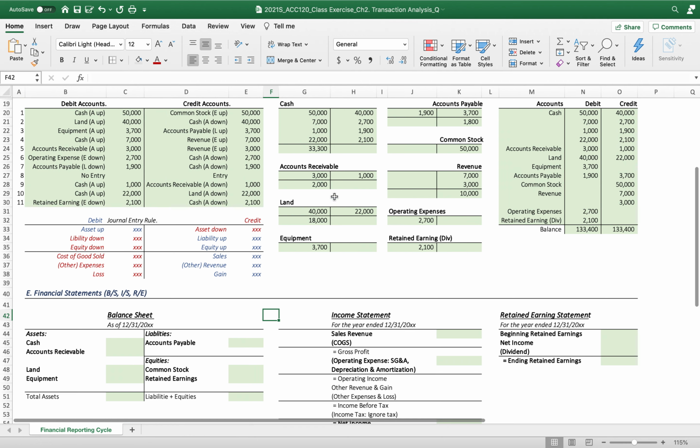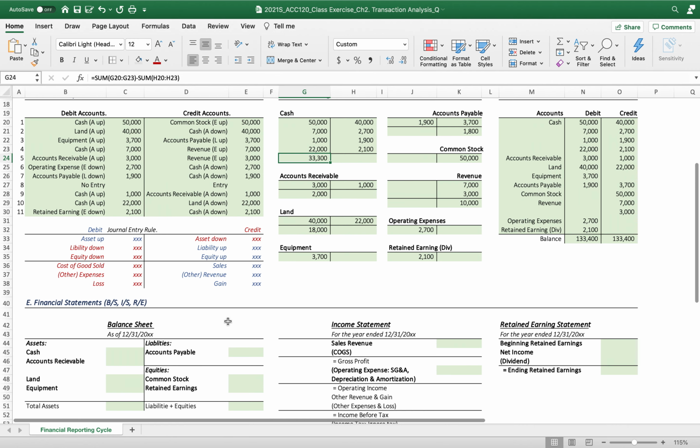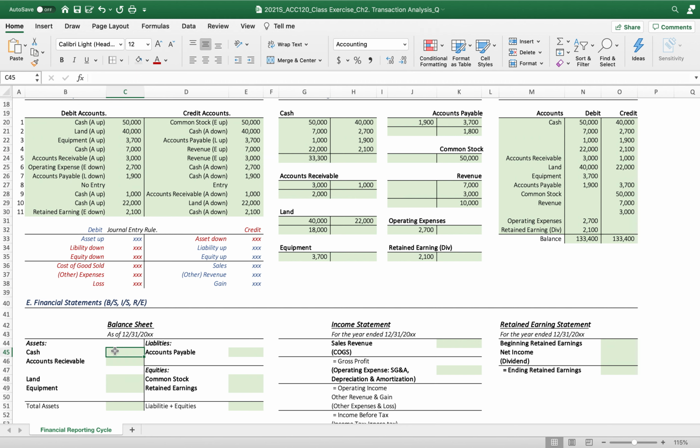So let's start using this general ledger. The reason why we create this general ledger is that we wanted to find the balance of cash, and the balance of all the accounts on the balance sheet and income statement as well as the retained earnings statement. Okay, let's start. Okay, balance sheet, on the cash amount. Now it is simple. We collect only the final balance, the last balance.